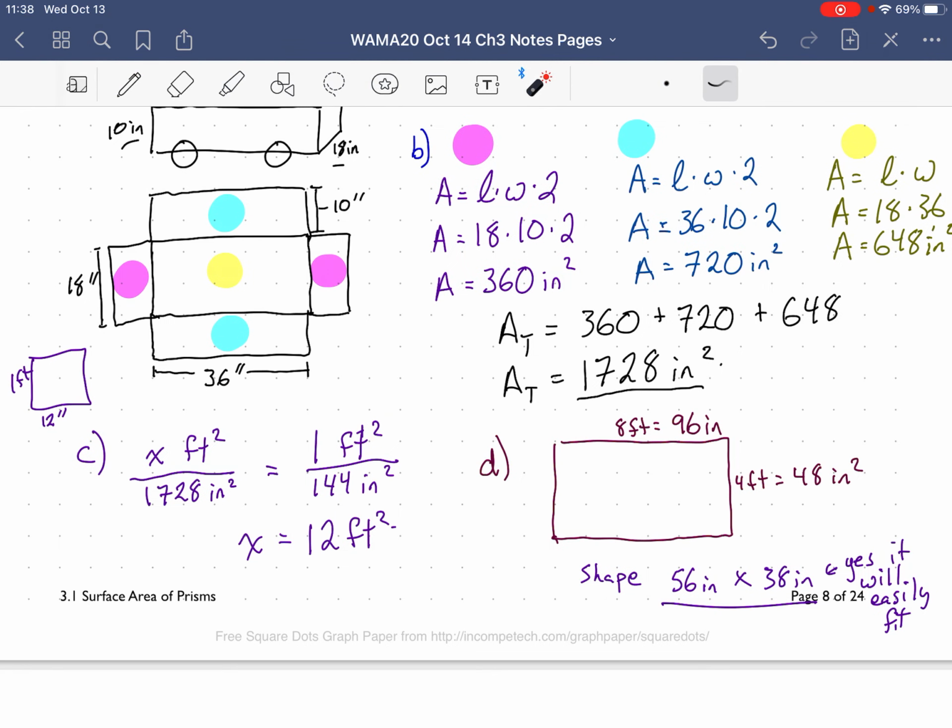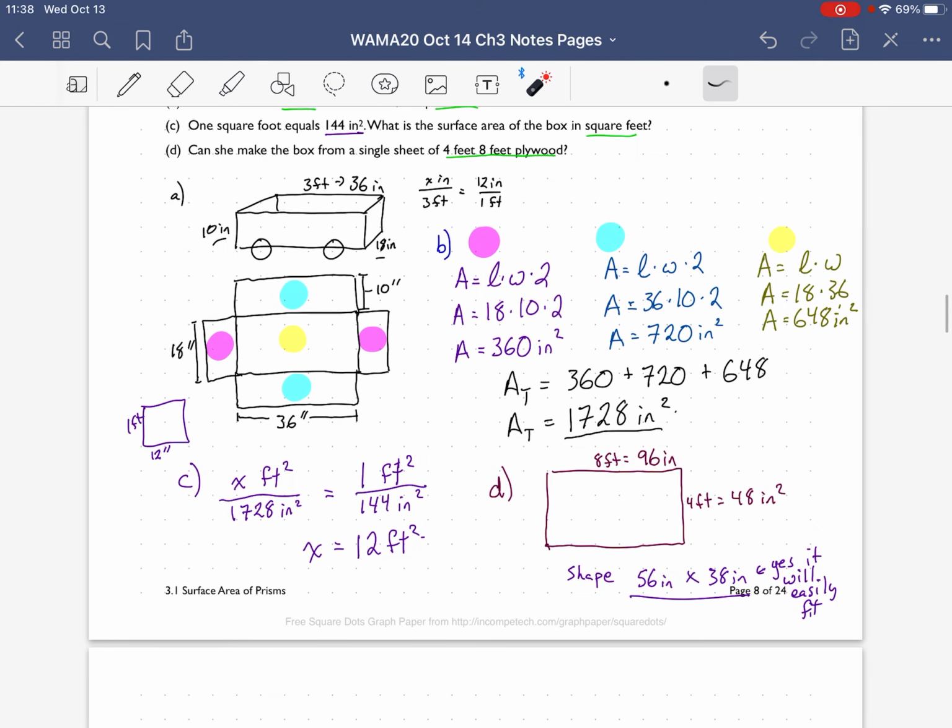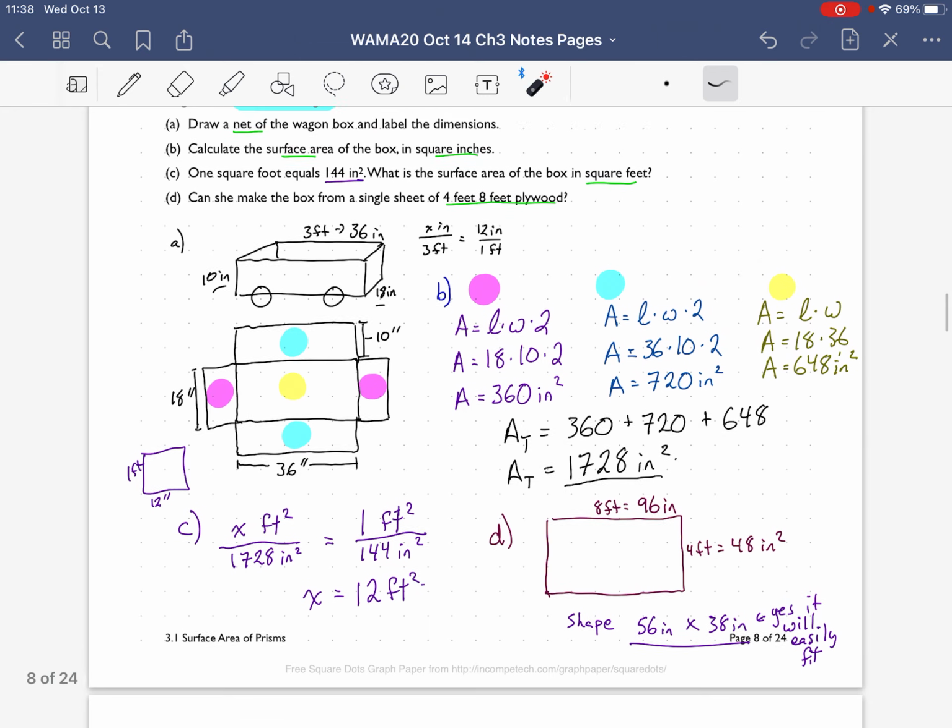Right? The shape that we drew, the net that we drew right here, is 38 inches wide and 56 inches long. So it'll definitely fit on this.